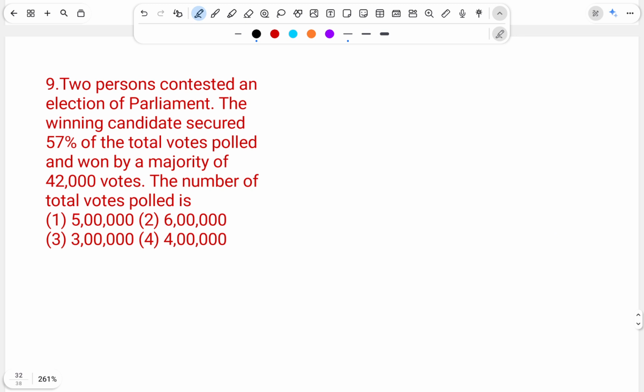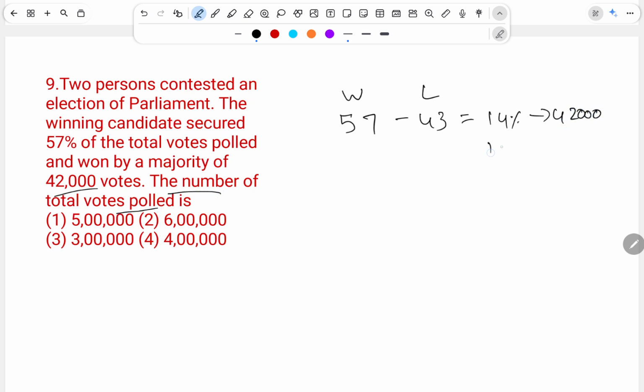Two persons contested an election of parliament. The winning candidate secured 57% of the total votes polled and won by a majority of 42,000 votes. The number of total votes polled is? The winning candidate got 57%. The winner got 57, then the loser must be 43. How much more percentage than that is 14%. In the question, 14% is given as 42,000. Then they are asking the number of votes polled, means 100% is how much. 14 how many times is 3000. So 3000 into 100 is 3 lakhs.